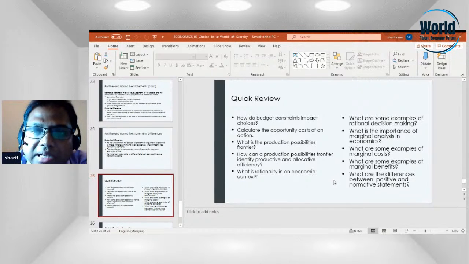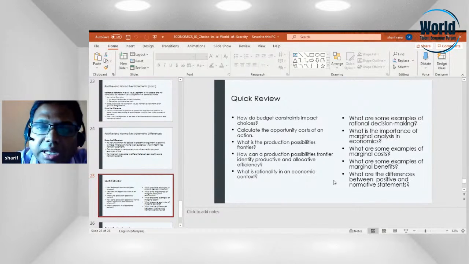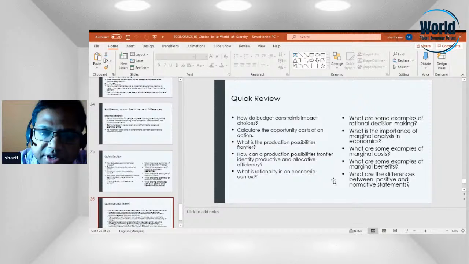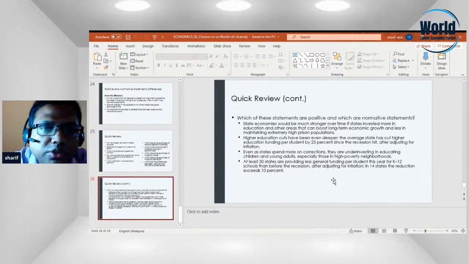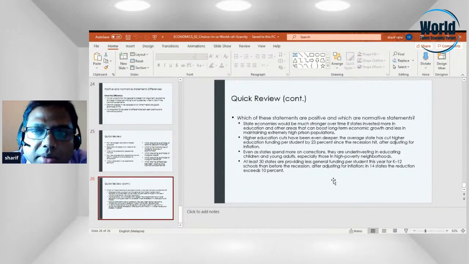What is the impact of marginal analysis in economics? What are some examples of marginal cost? What are some examples of marginal benefit? What is the difference between positive and normative statements? So, quick review: which of these statements are positive and which are normative statements?